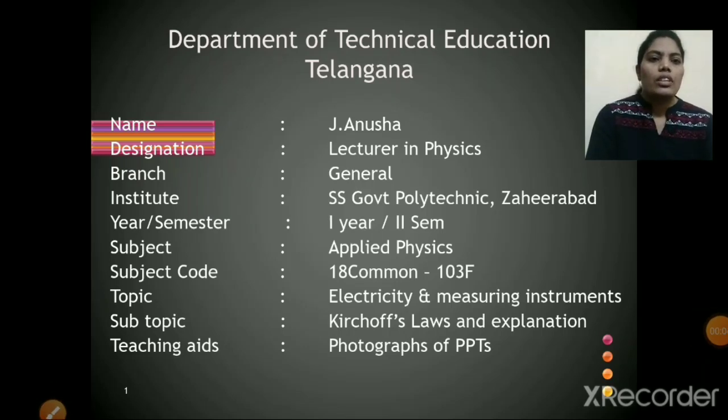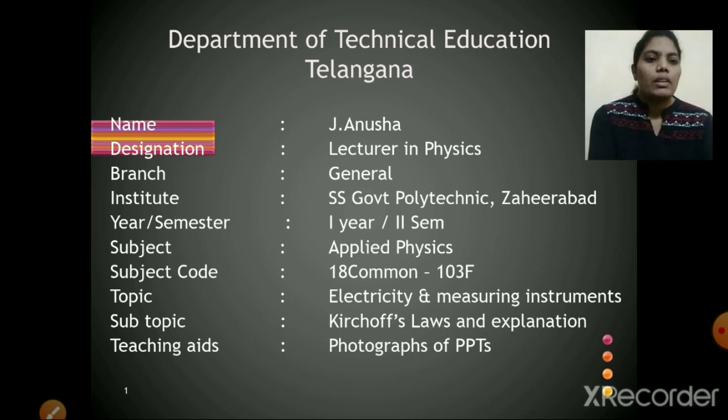This is Che Anusha, working as lecturer in physics under the Department of Technical Education, Telangana, and I'm working at SS Government Polytechnic, Zahirabad, in the general section. The subject I'm dealing with is applied physics, for first year, second sem students, and the subject code is 18 common 103F.